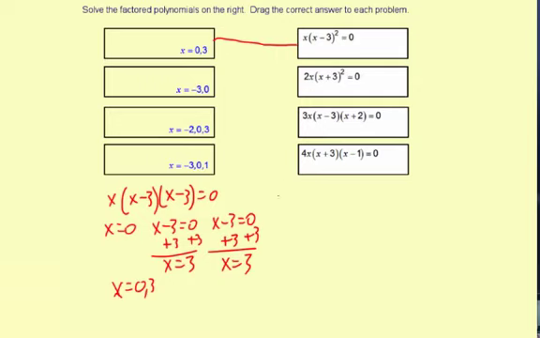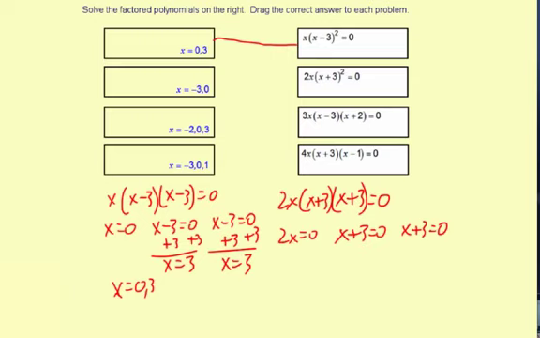Okay, let's look at the next one. 2x times (x plus 3) times (x plus 3) equals 0. So 2x equals 0, x plus 3 equals 0, and x plus 3 equals 0. Now this one you might look at quickly and say, oh, it must be 2. Well, you know what? 2 times 2 doesn't make 0. You have to divide by 2, and you solve, get x equals 0, because 0 divided by 2 is 0. So x equals 0 is one of the solutions.